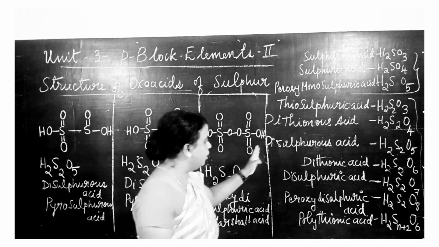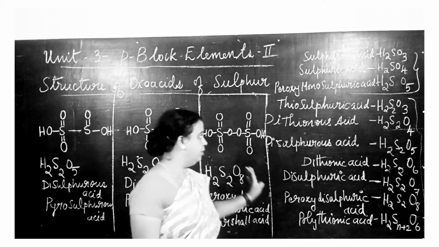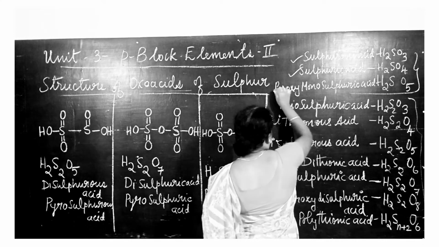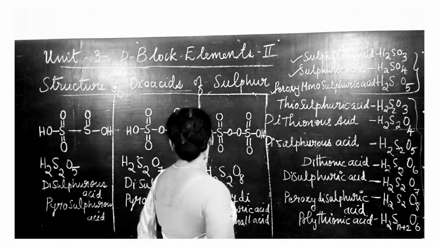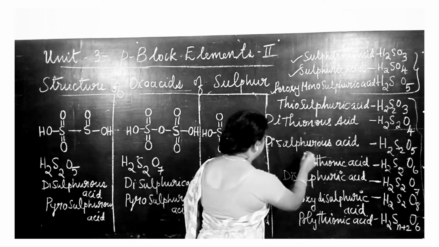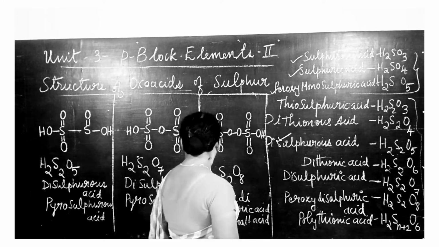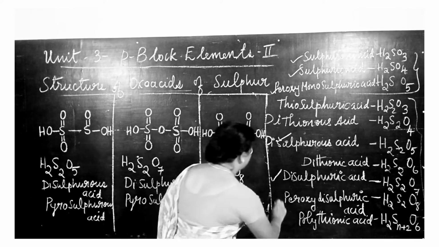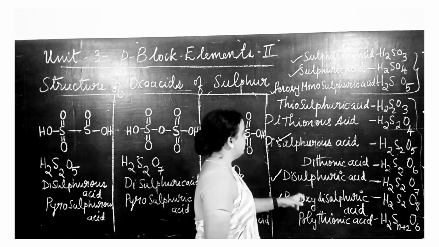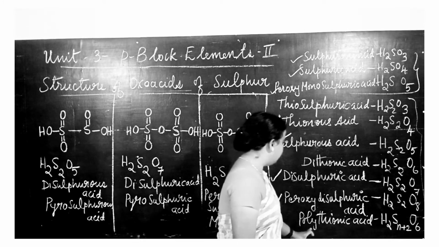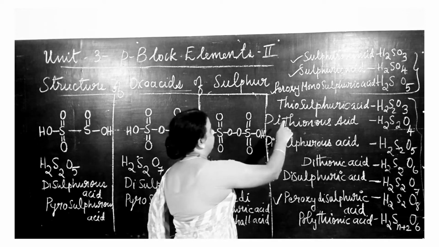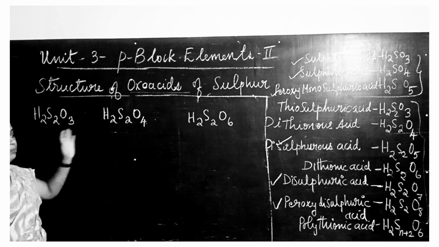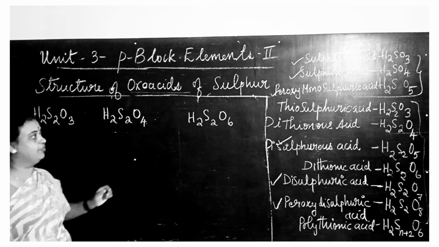Now another 4 oxoacids are left. Okay, so let us see which structures we studied. Sulfurous acid, sulfuric acid, peroxide monosulfuric acid we studied, then disulfurous acid, then disulfuric acid, then peroxide disulfuric acid also we studied. So now remaining are dithionic acid and polythionic acid, and we have to study the thiosulfuric acid structure. So we will see that.